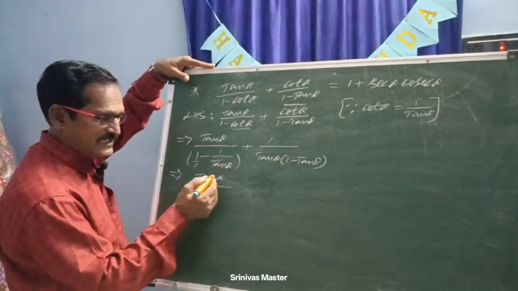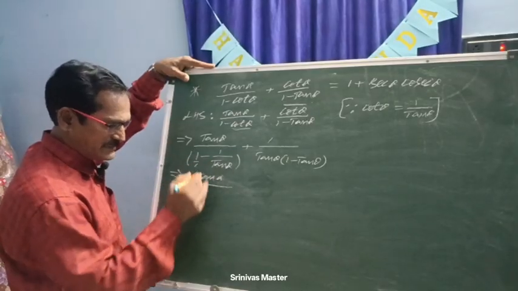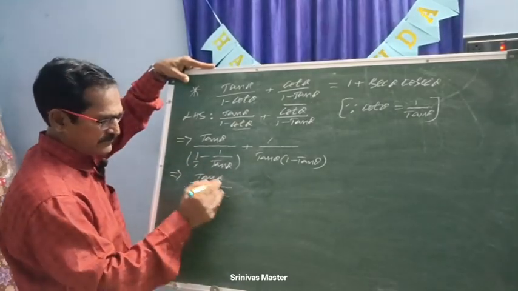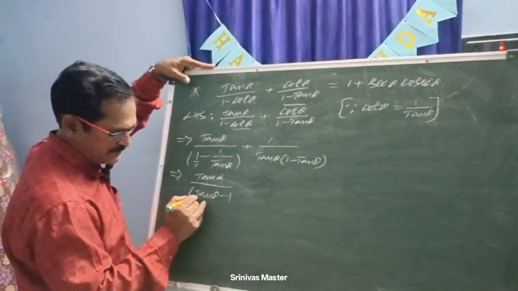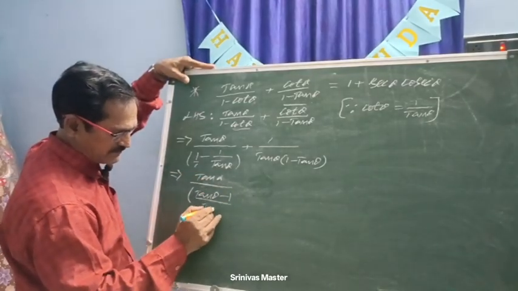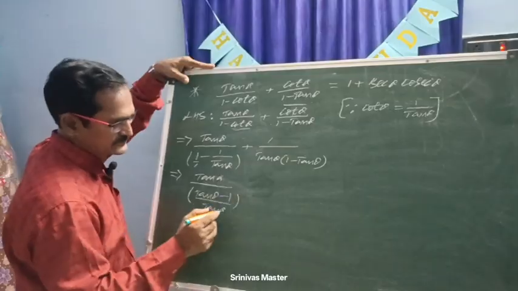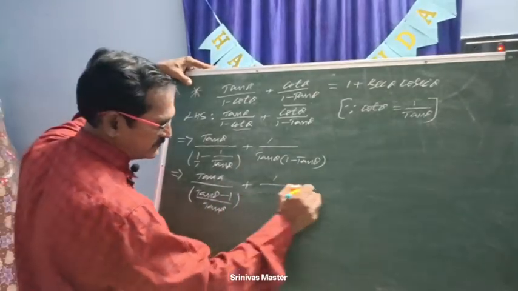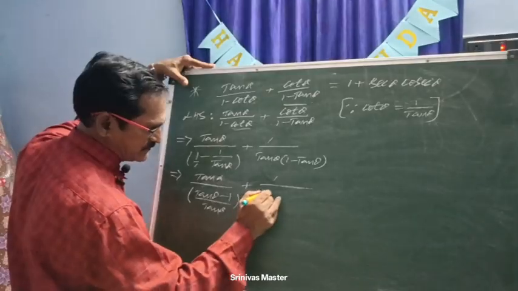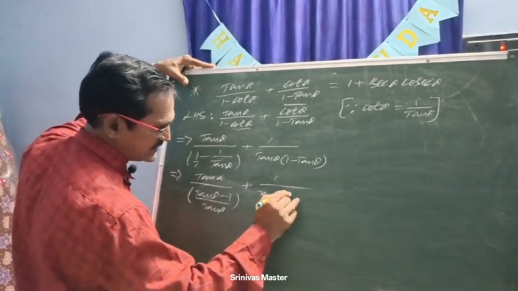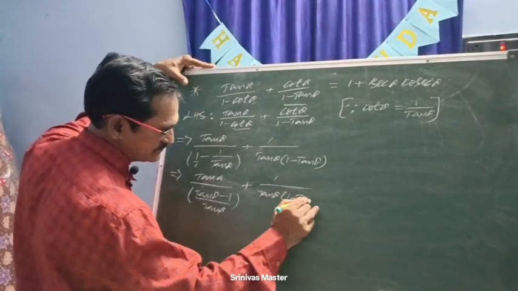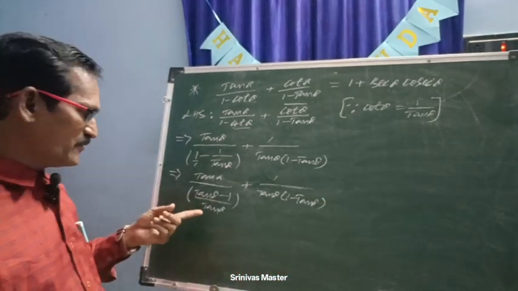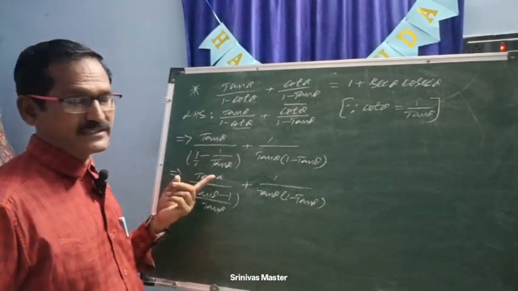1 on tan theta LCM, because of that reason. Tan theta into 1, tan theta, minus 1 into 1, 1 by how much? Tan theta. Plus this you can write as this, children: 1 by tan theta into 1 minus tan theta. Okay, children, now we have to simplify. Before I told you, tan theta goes to the numerator.